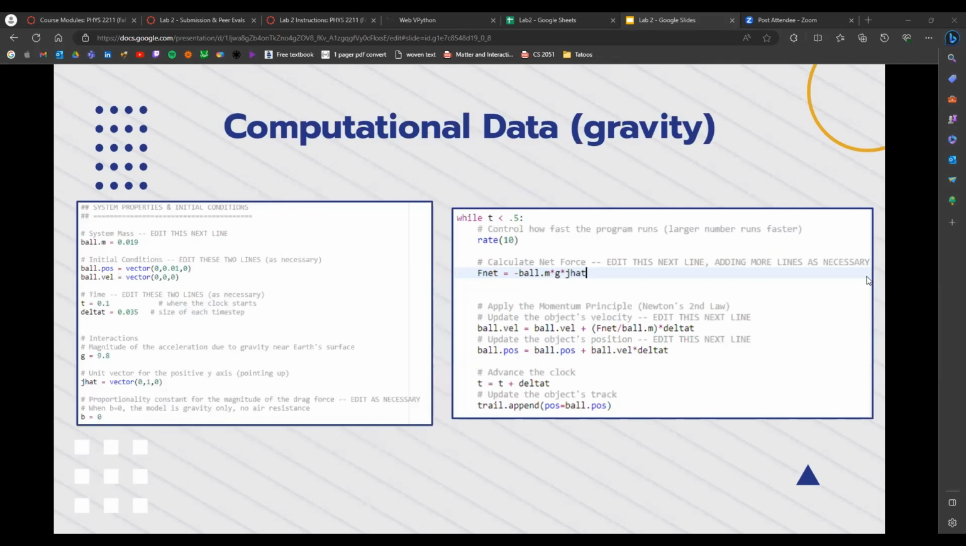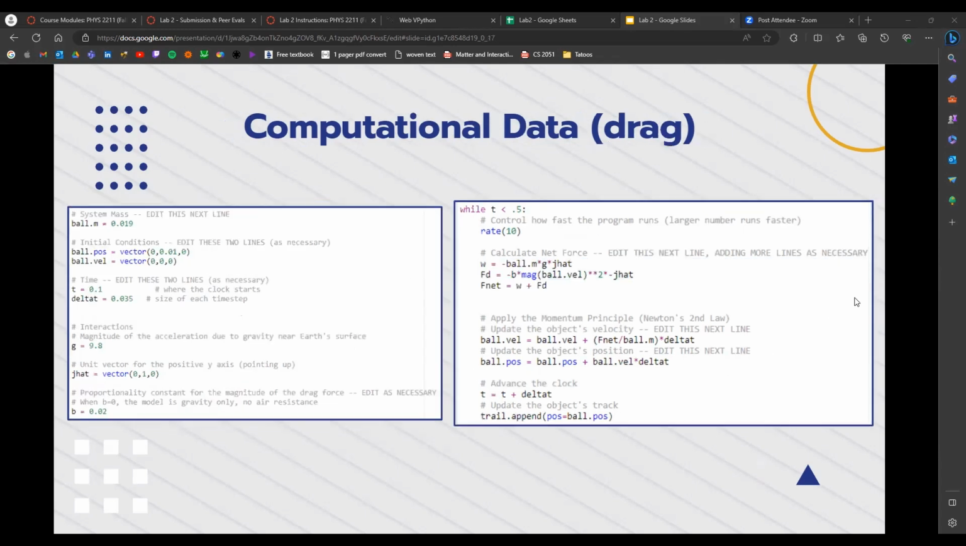On the computational data side, to first discuss only gravity, there was no need for the proportionality constant, which is why B was 0. The ball's mass, or the box's mass, was identified, and inside the while loop, the net force only concerned the gravitational formula because gravity was, quote-unquote, the only force acting on this data set. In addition, the velocity and positional update formulas were also included to calculate the ball's next, or the box's next, point.